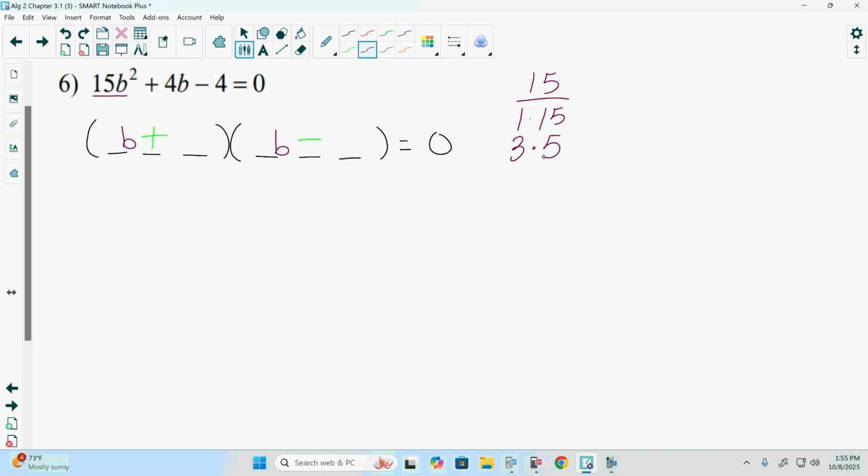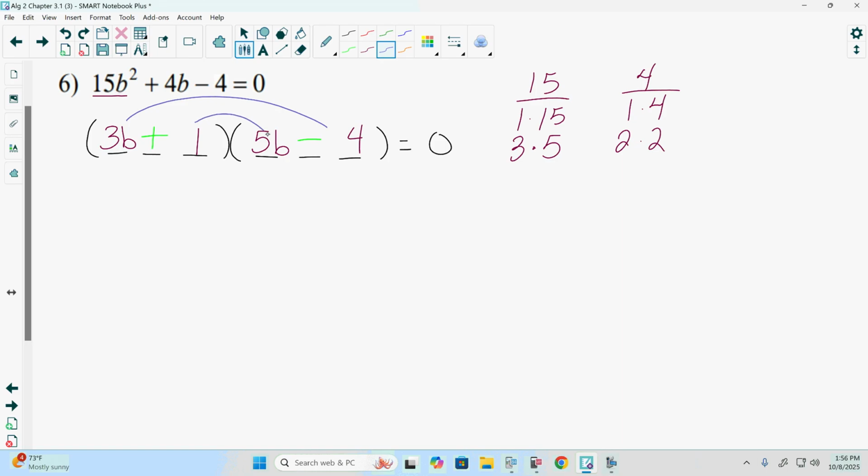3 and 5. And again, our last step is to check, so it really doesn't matter where we put the 3 and 5. We just need to put one of them as 3 and the other as 5. Now we have the factors of 4, which is 1 and 4, or 2 and 2. Do we want to try 1 and 4 or 2 and 2 first? One and 4. And at this point here, we will check.